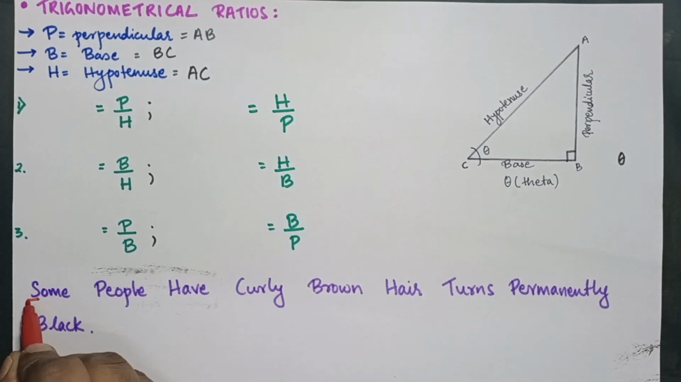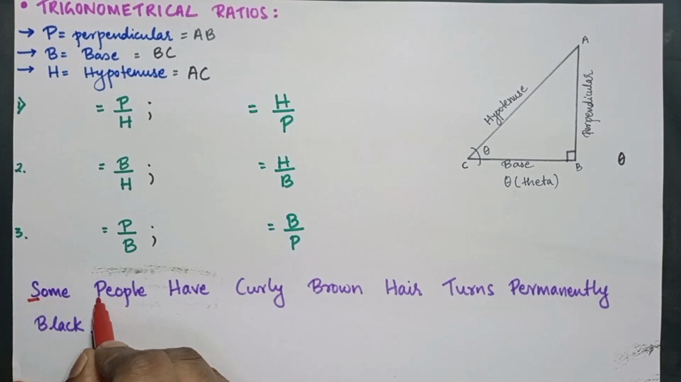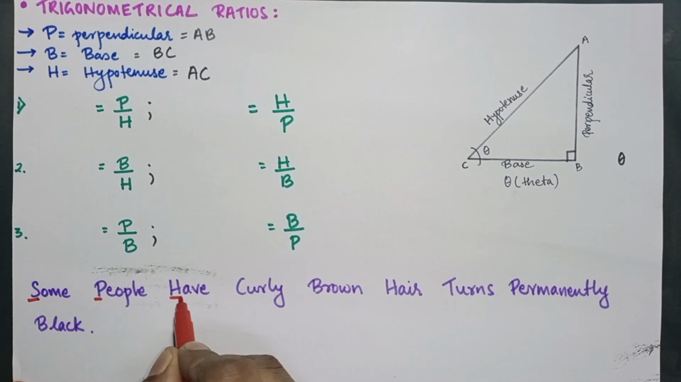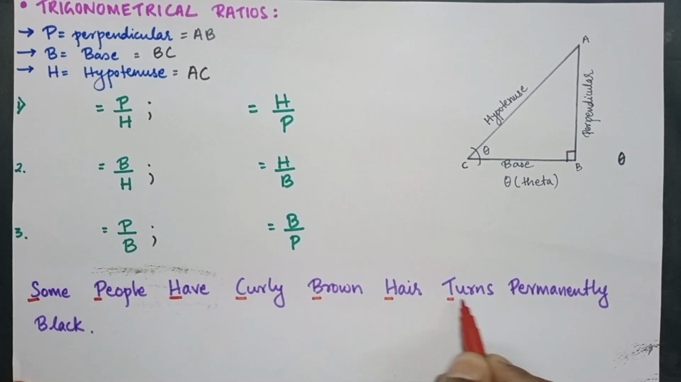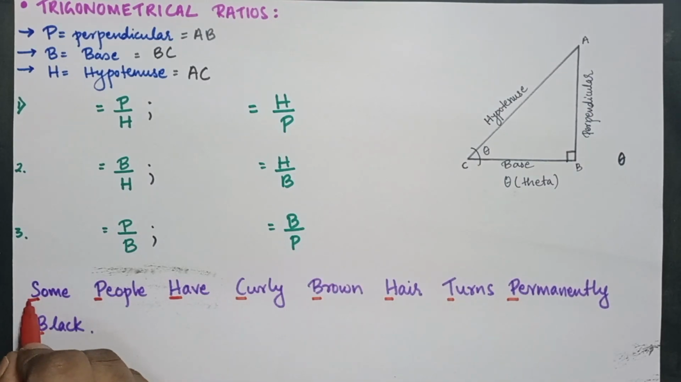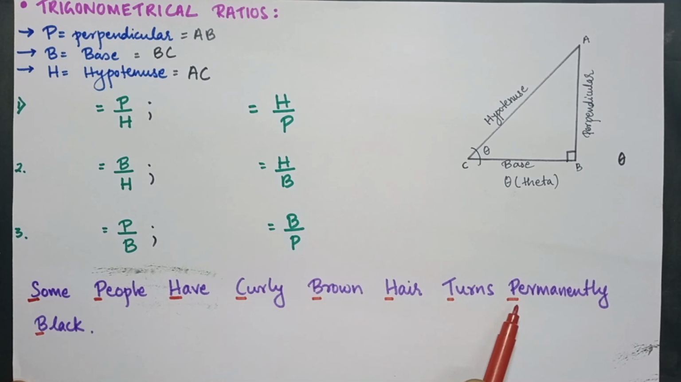Okay, you have to know this. Some people have curly brown hair turns permanently black. It's very easy to remember. You just have to know the first term only. Okay, what is it? Some people have curly brown hair turns permanently black.